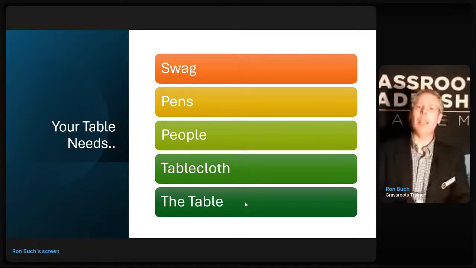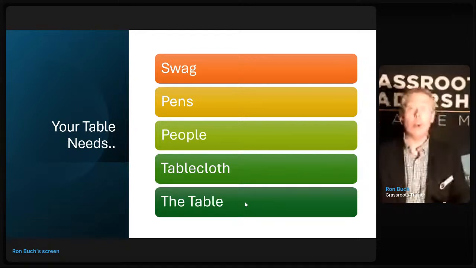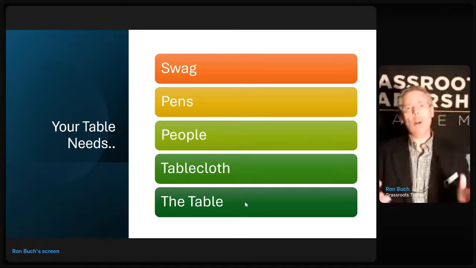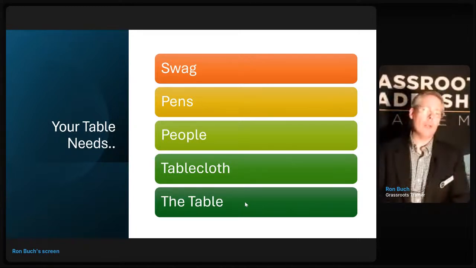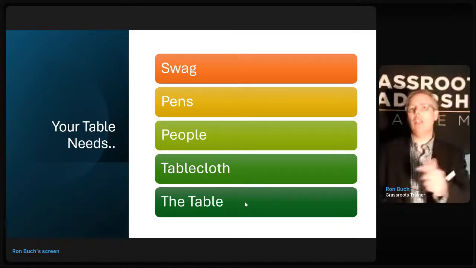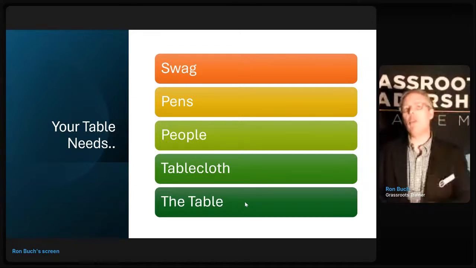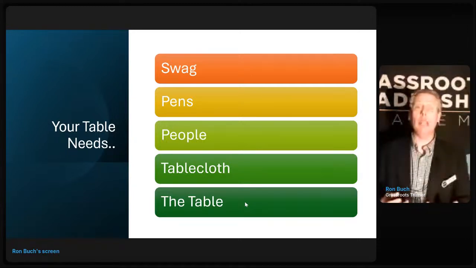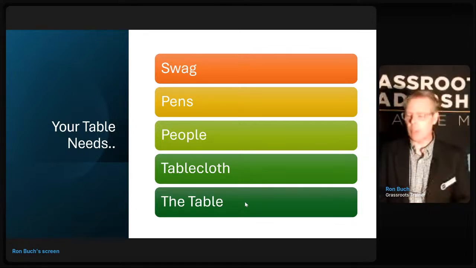And I would recommend going to one of these big box stores or maybe a mom and pop store. It doesn't really matter to me, but go to a store that sells folding tables, the rectangular folding tables, and invest in some of those so that you can take those with you. So when you get to an event, if there's been some sort of miscommunication, you still have your table. So those are some key tips on what your table needs.